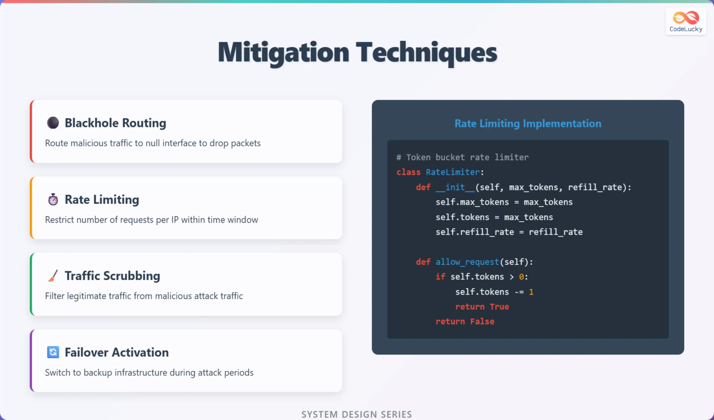Here is a sample token bucket rate limiter implementation. If the number of tokens is greater than 0, the request is allowed.